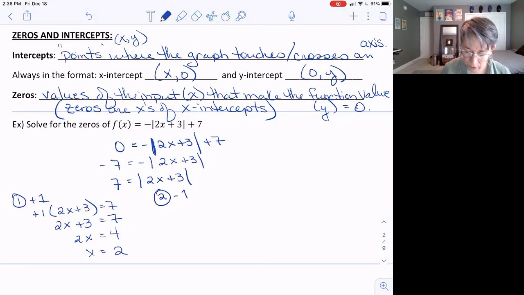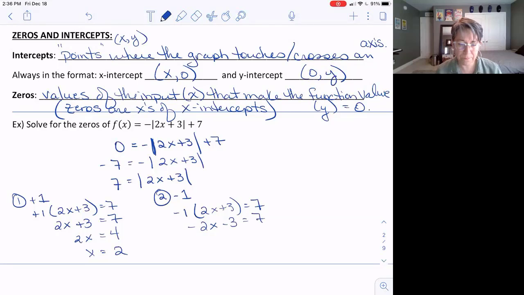Second possibility is the inside is the negative version. So we're going to distribute a -1 inside the parentheses, 2x plus 3 equals 7. When we distribute the -1, we get negative 2x minus 3 equals positive 7. Add 3 to both sides, negative 2x equals 10. And divide both sides by -2, and we get x equals -5.